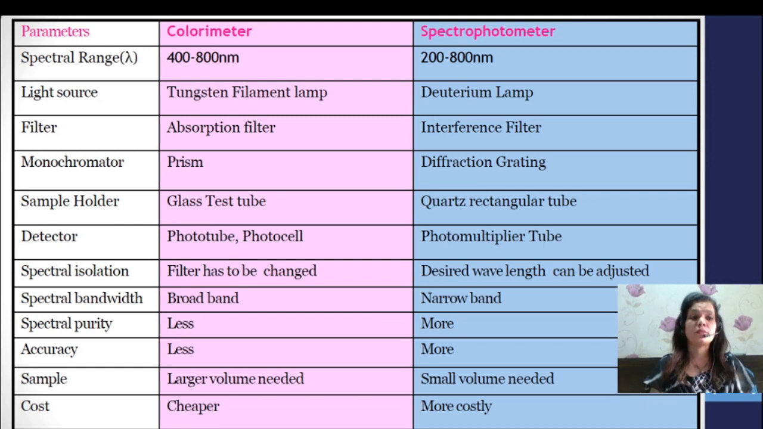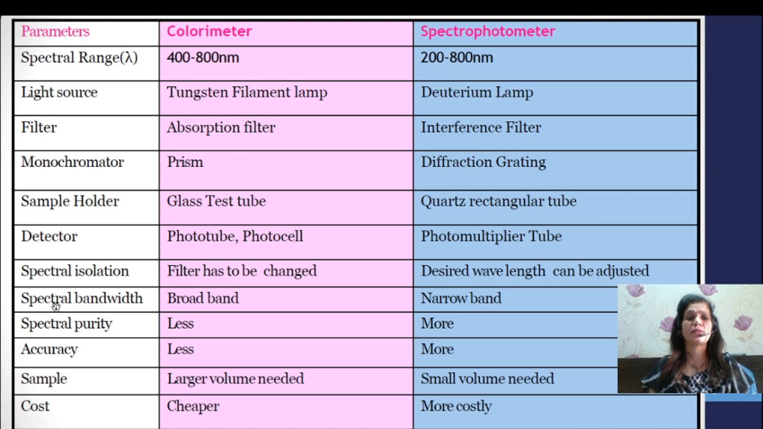Spectral isolation: the filter needs to be changed in the case of colorimetry. You have to change the filter. Here the desired wavelength can be adjusted as it is programmed. The spectrophotometer has been attached to software where you can give the wavelength and it will adjust the wavelength accordingly.